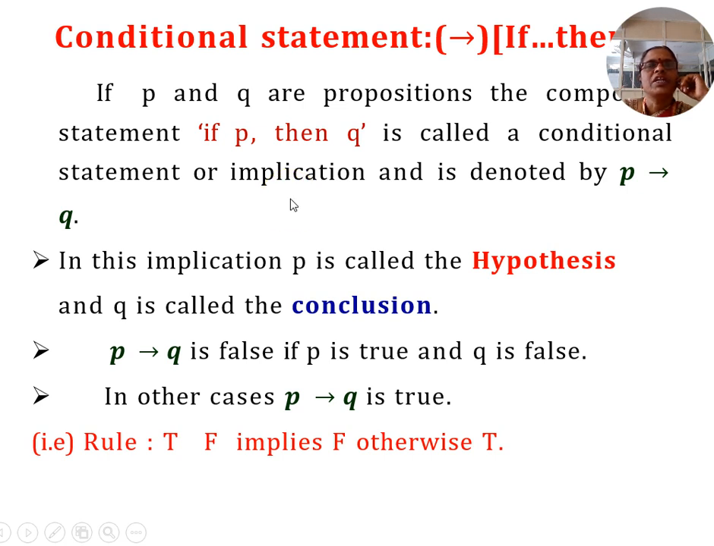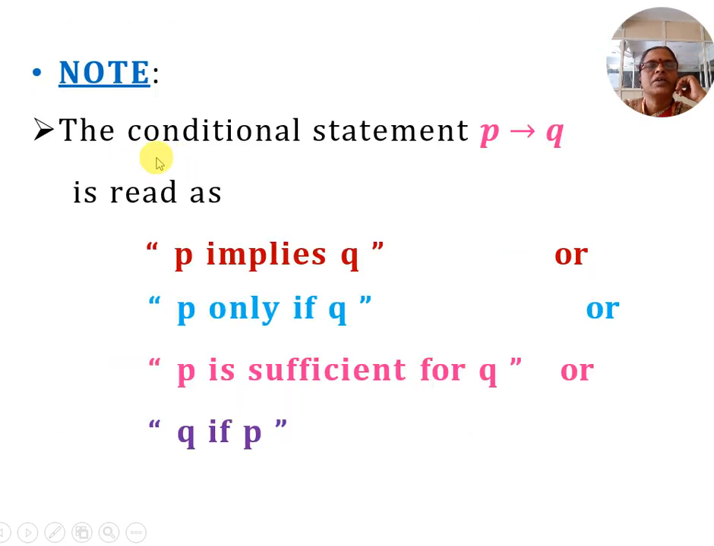Conditional statement, if then. If P and Q are propositions, then the compound statement if P then Q is called a conditional statement or implication and is denoted by P implies Q. In this implication, P is called the hypothesis and Q is called the conclusion. P implies Q is false if P is true and Q is false. In other cases, it will take the truth value true, T.